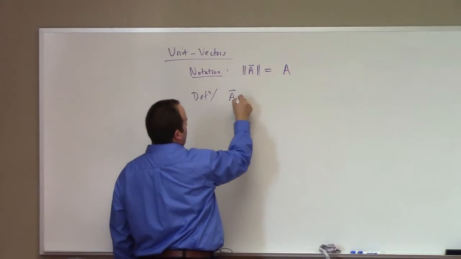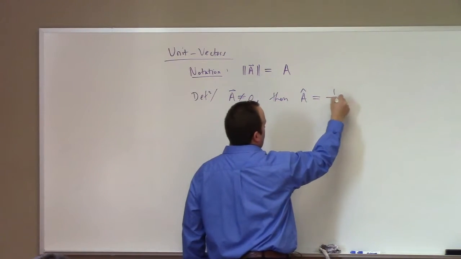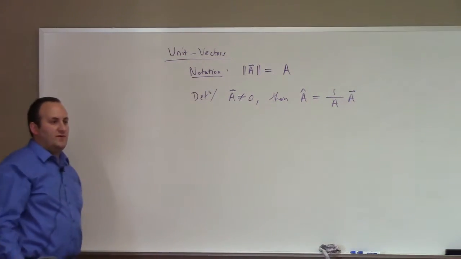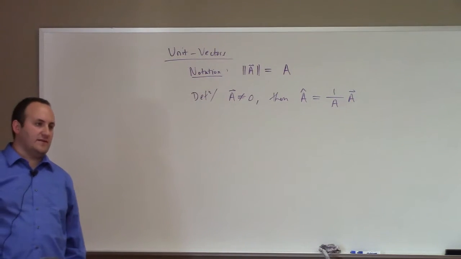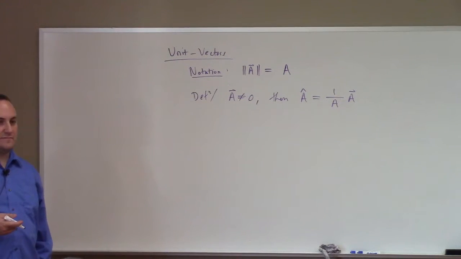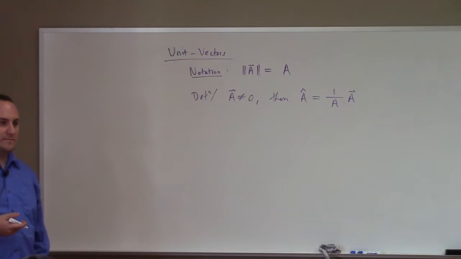If A is not equal to 0, then A hat is equal to 1 over A times A. So to find a unit vector in the direction of A, we simply rescale the vector by the reciprocal of the length of the vector. So if you have a vector of length 3, divide by 3. Then you'll have a vector of length 1. If I have a vector of length 1/2, I divide by 1/2, which is multiplying by 2. I get a vector of length 1. It's inescapable. This vector has length 1.